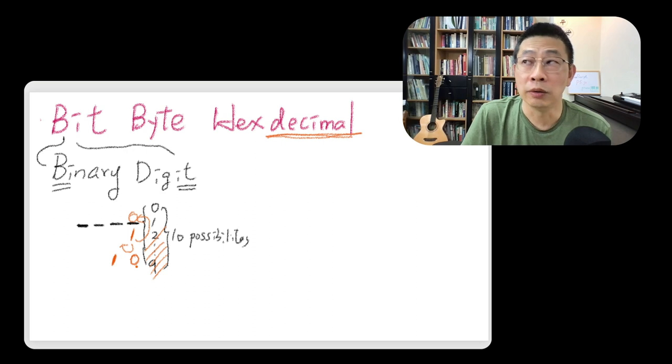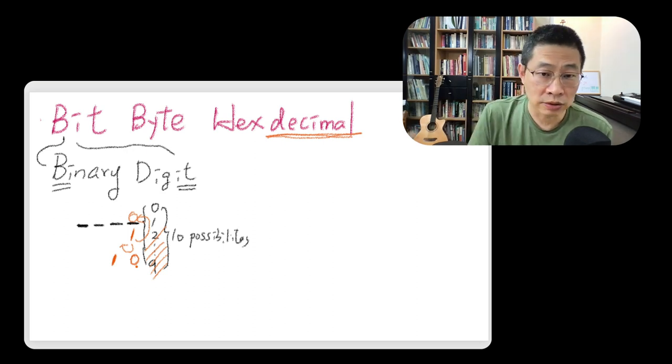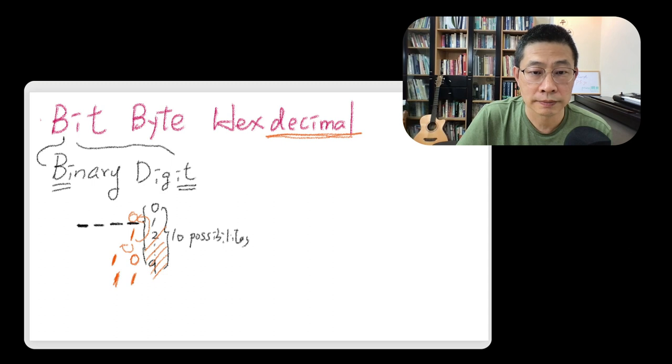I'll say that again: 1, 0 is 2 in the binary number system. Okay, and what about 3? You keep adding 1, so 3 is 1, 1. What about 4? You keep adding 1, and you cannot afford it, so you generate a carry bit. So number 4 will be 100, 5 is 101, 6 is 110, 7 is 111.